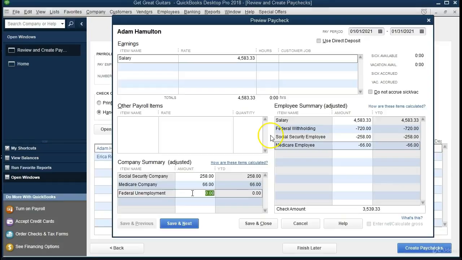So in this case, we have the federal withholdings. That's going to be the FIT, federal income tax. That's what our employees pay for their taxes that we are required to withhold as the employer. And that's going to be $720. We won't get into the calculation here.